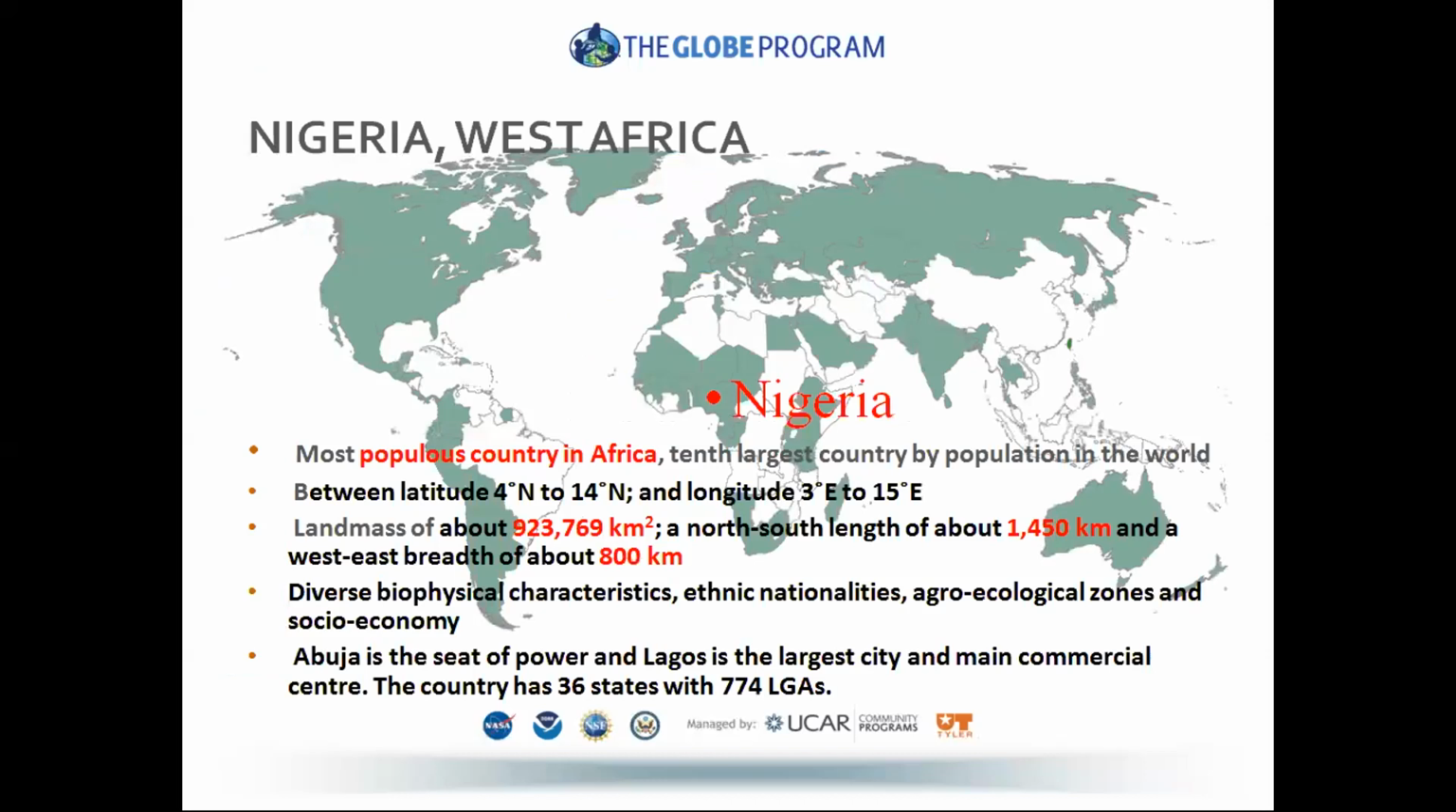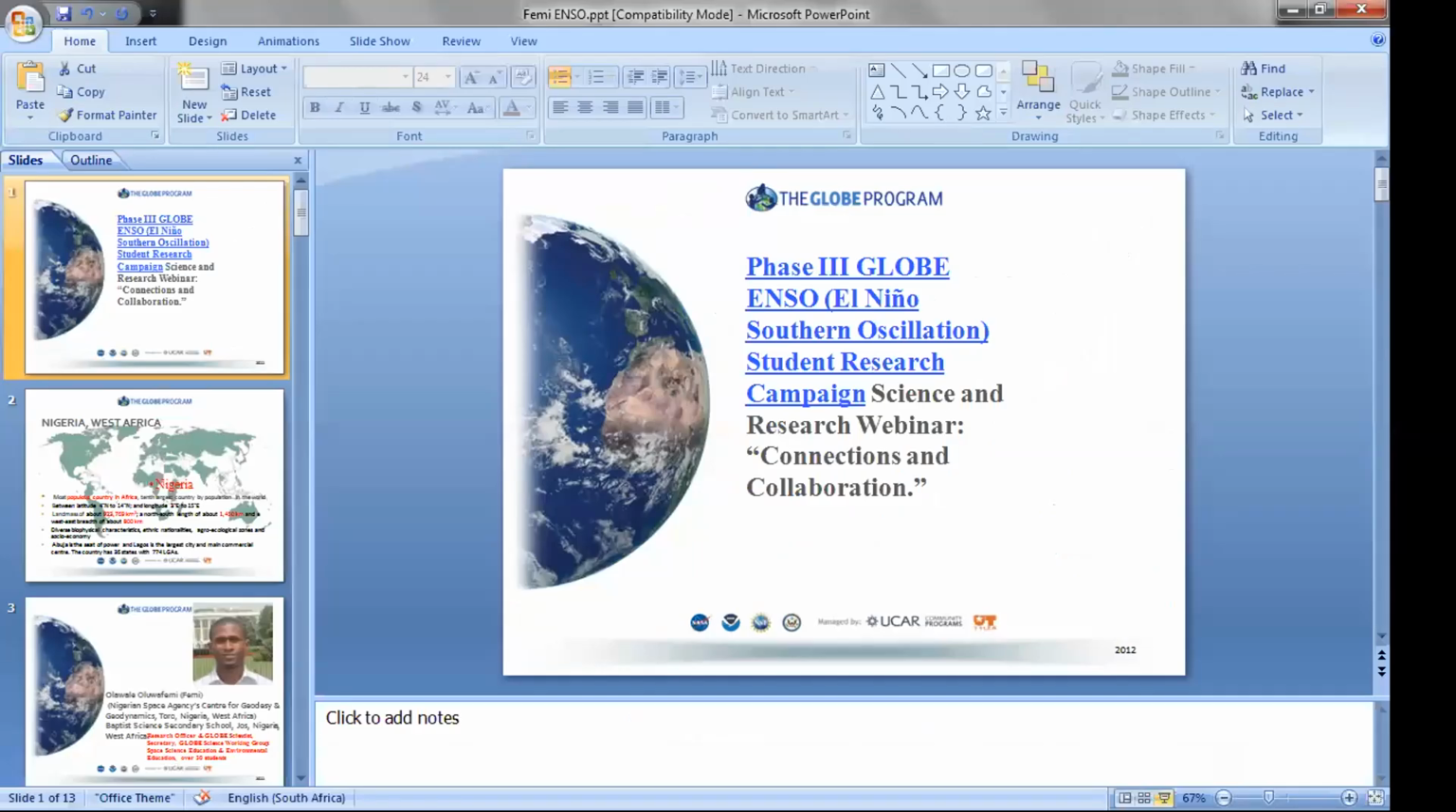I'm a citizen of Nigeria, and as you can see from the slide, Nigeria is actually located in the middle of the world. Nigeria, 9 countries in Africa, 14 degrees north to 3 degrees east to 15 degrees east of the equator. The landmass is around 923,769 kilometers. And I think I need to add at this junction that Nigeria is a very huge country when it comes to landmass.